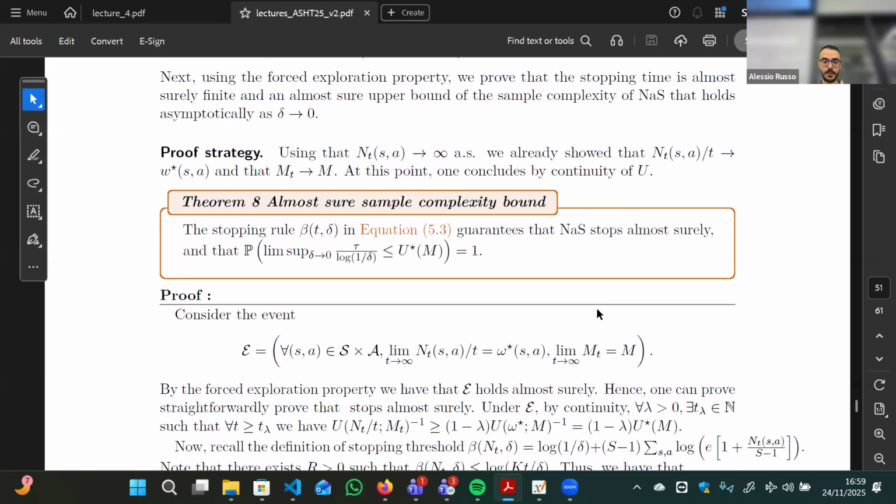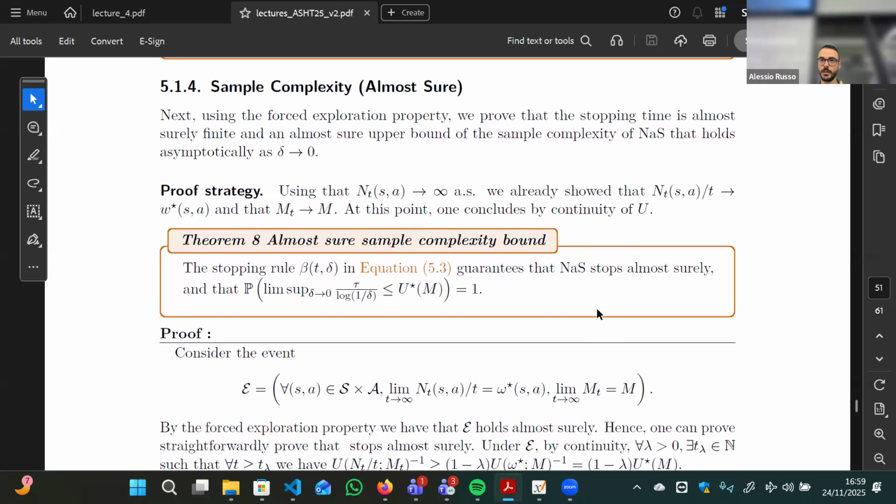And that's it. Once we have all these ingredients, the proof of the sample complexity upper bound is exactly the same as in the bandit case. And we can show that in the limit, as delta goes to 0, the sample complexity divided by log 1 over delta is upper bounded by U star of M. So asymptotically, we are exploring in the optimal way.